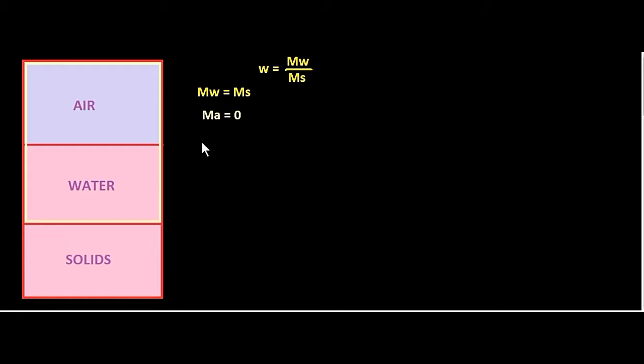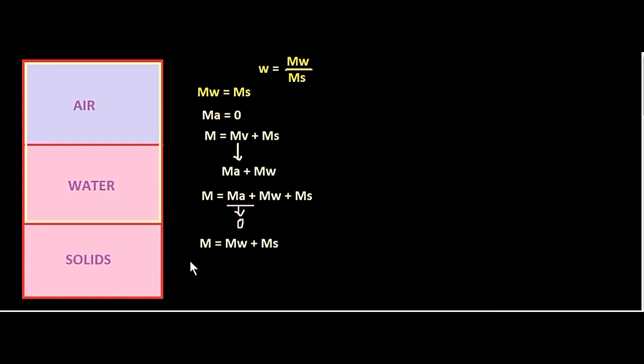Let's just say in technical terms here, total mass equals mass of voids plus mass of solids. This mass of voids can be written as mass of air plus mass of water. So substituting back into this equation, total mass equals mass of air plus mass of water plus mass of solids. But we know mass of air equals 0. So all that is left is mass of water and mass of solids. So total mass equals mass of water plus mass of solids.